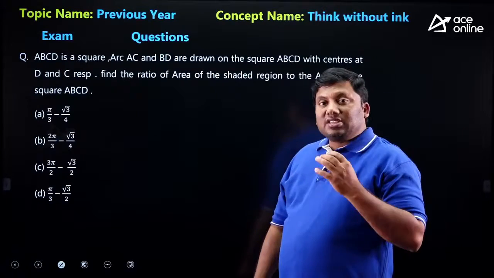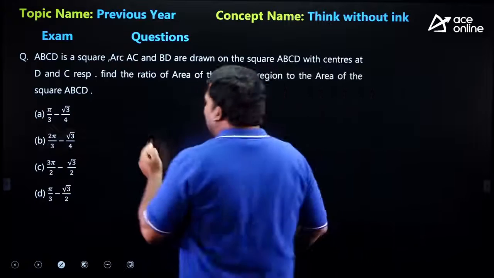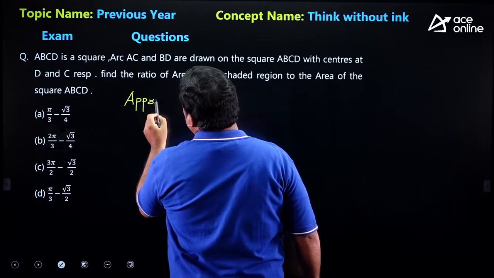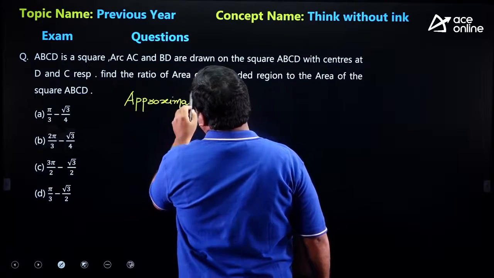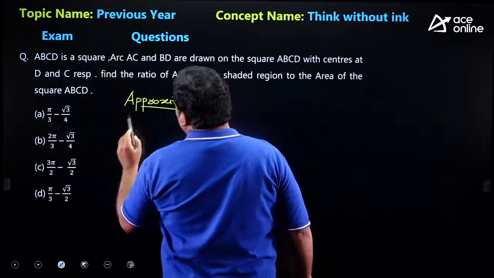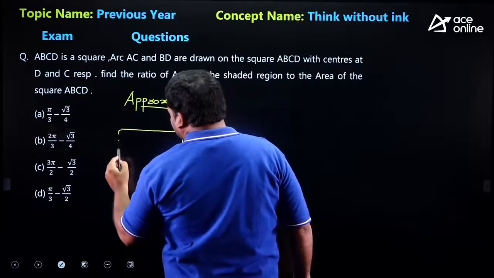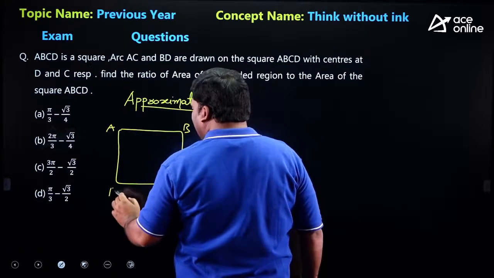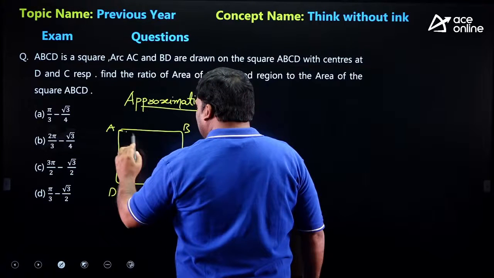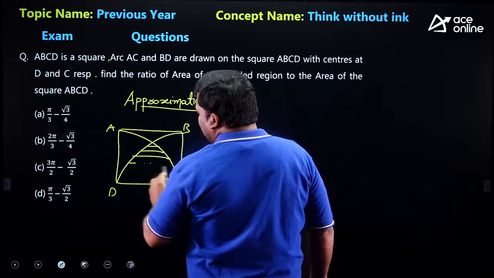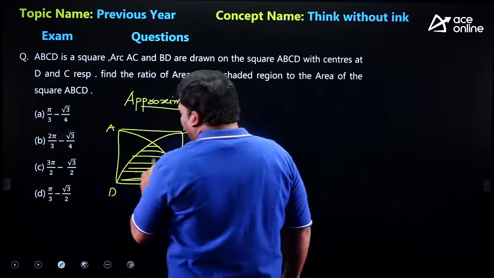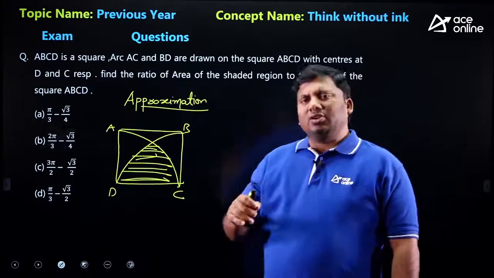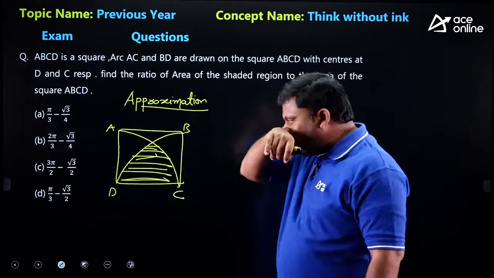Let us look at some approximation technique in geometry. ABCD is a square. This is arc AC. This is arc BD. This region I require. Arc AC is there, arc BD. Absolutely common sense way of solving the question.